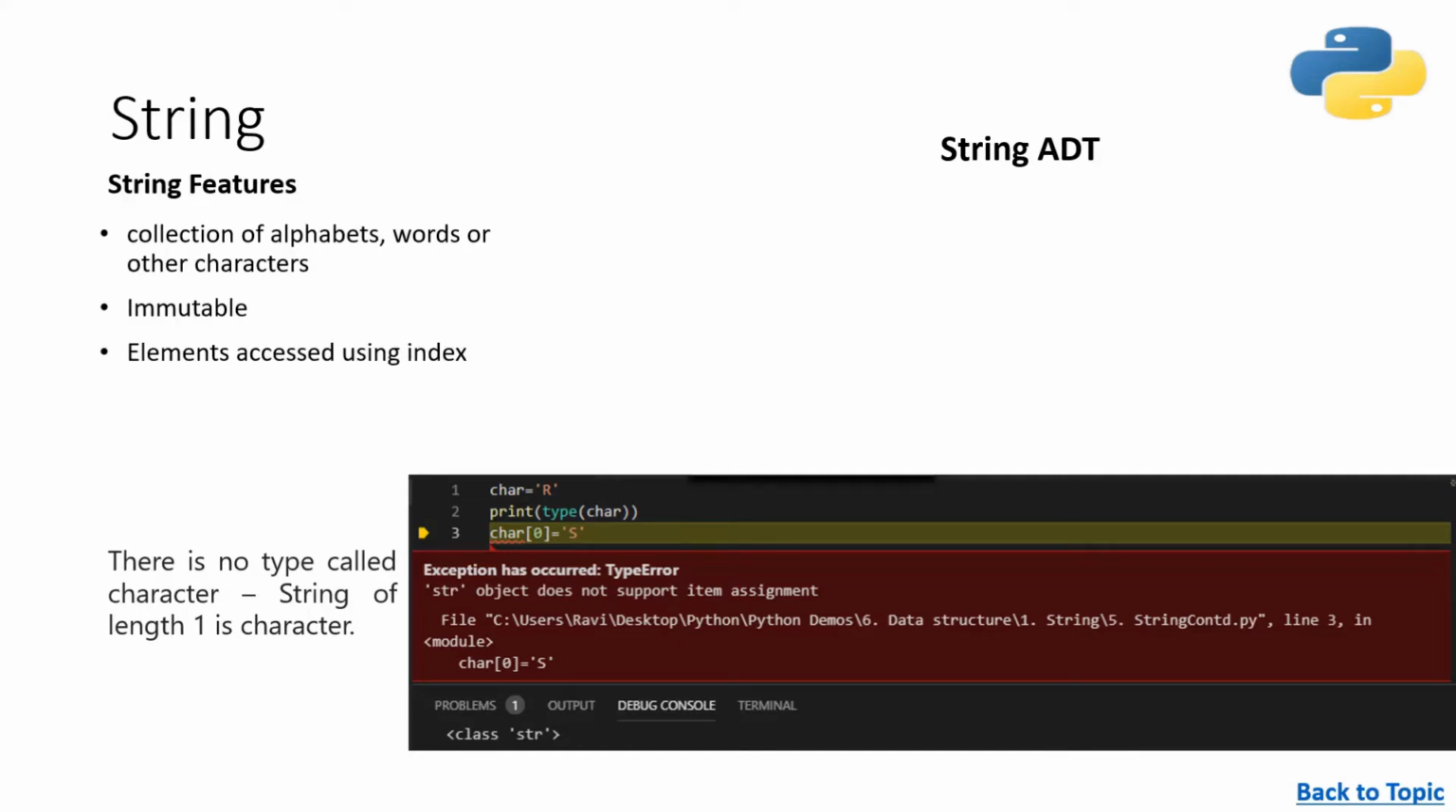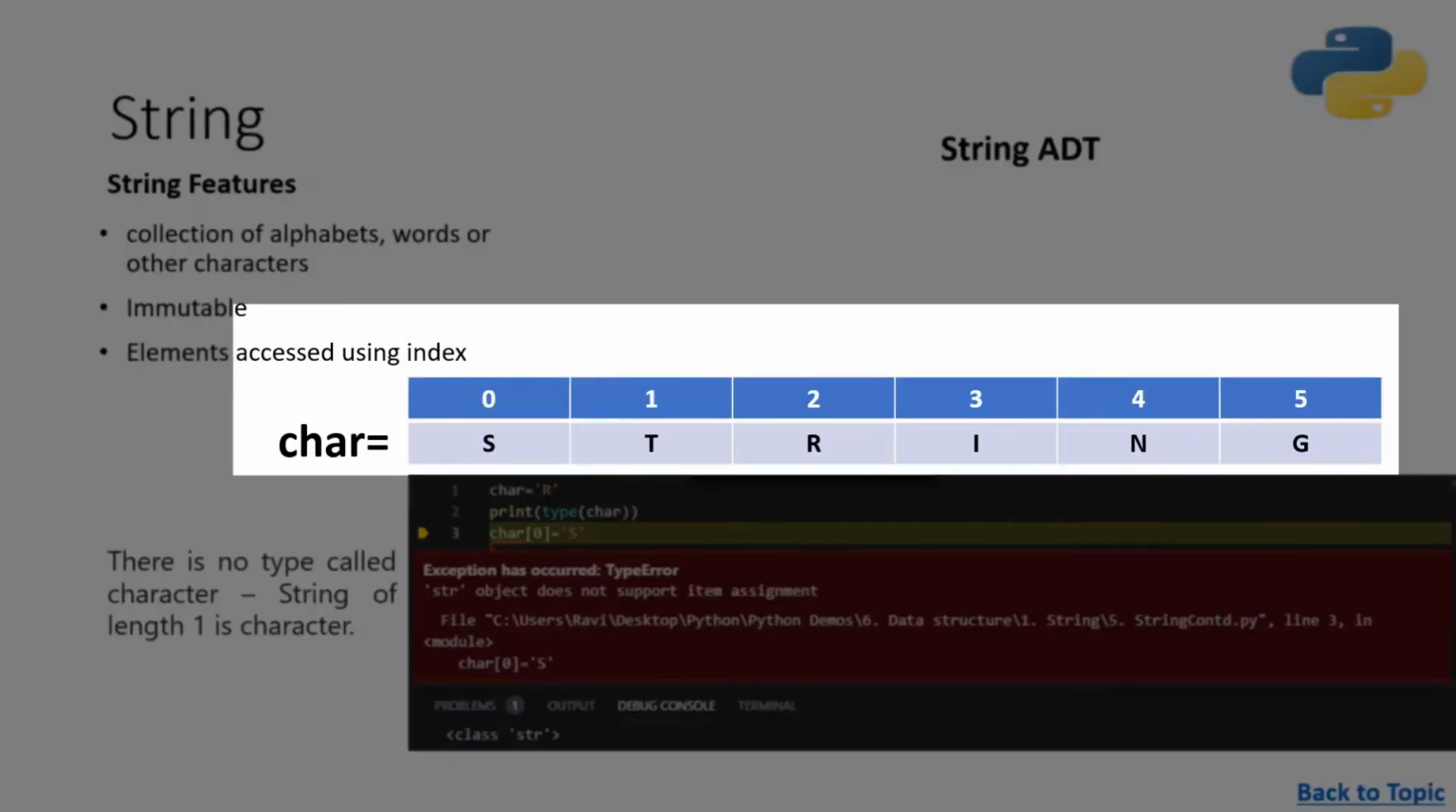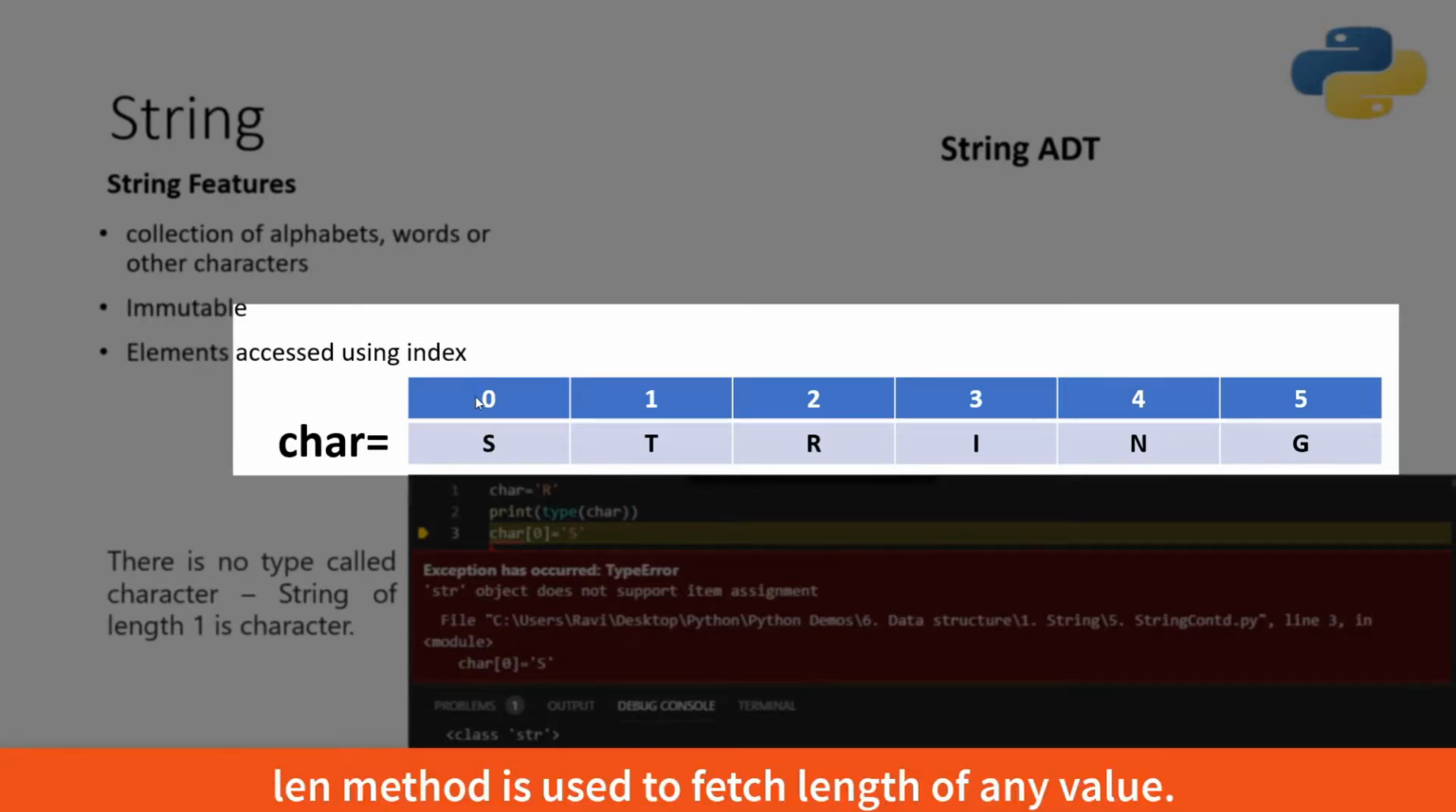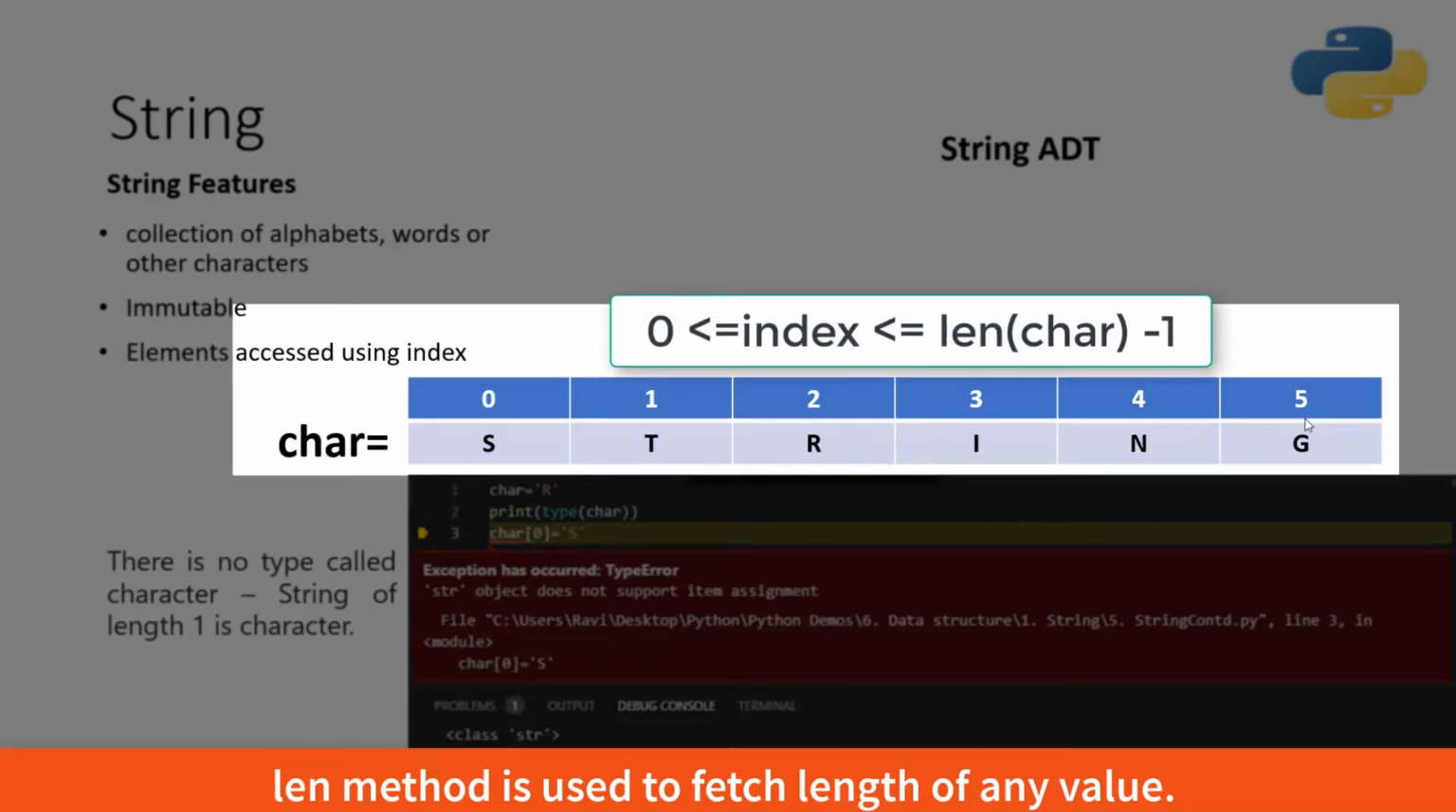Next concept is how to access those string elements. If they are just a collection of alphabets and you want to access each element, you can use the index: variable char is equal to string. Then its indexing starts from 0 and it continues to the length of that string minus 1. You can find the length using the len method.